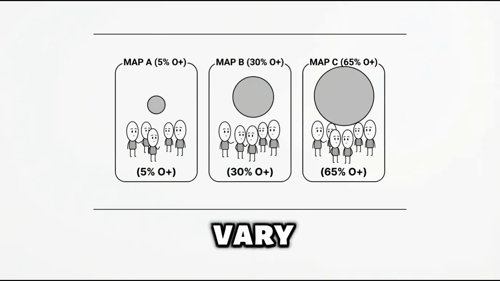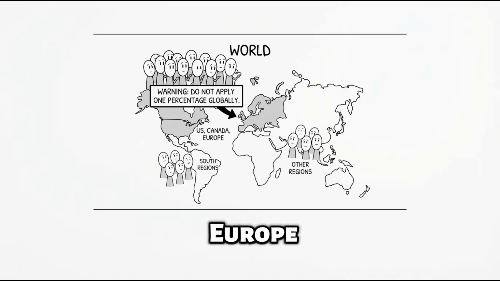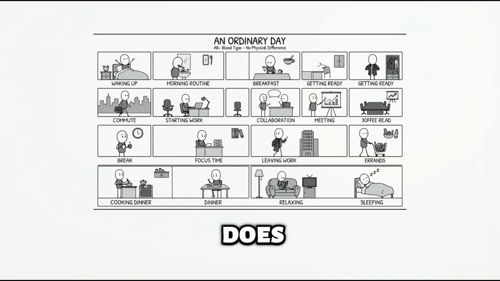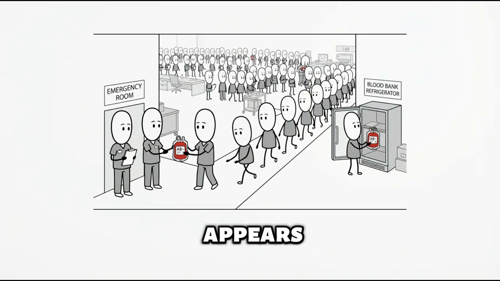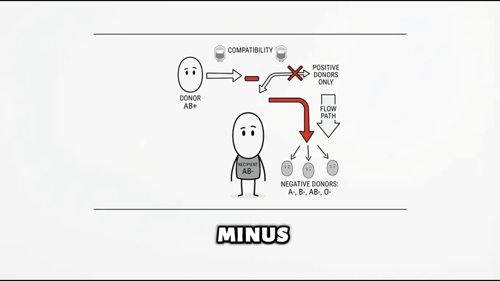Blood type frequencies vary between countries and communities. A percentage reported in the United States, Canada, or Europe should not automatically be applied to the entire world. AB- does not feel different inside the body, nor does it automatically create a health risk. Its practical significance appears in emergency rooms, blood banks, and moments when compatibility must be accurate down to the smallest marker. AB- shows how a minus sign that appears tiny can redraw the entire map of red blood cell transfusion.